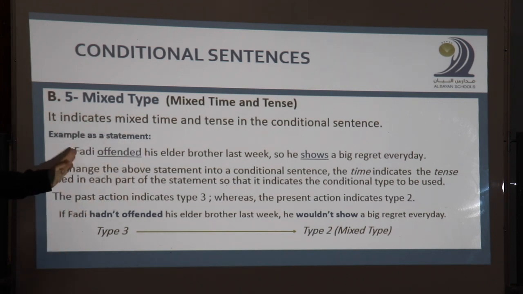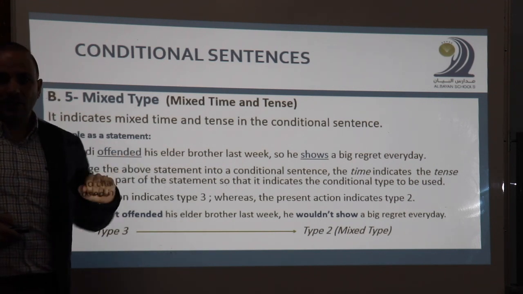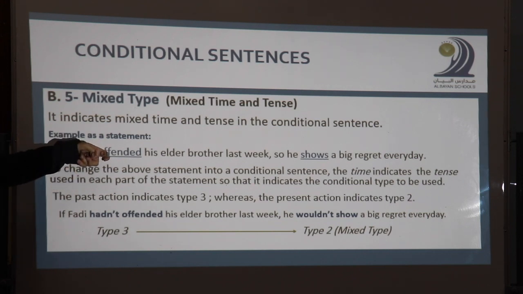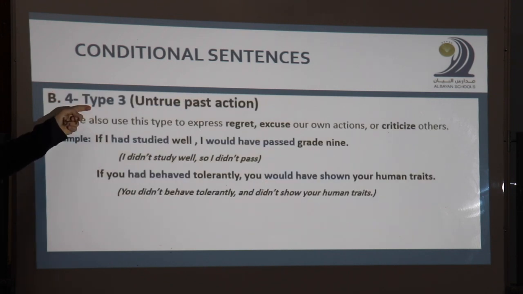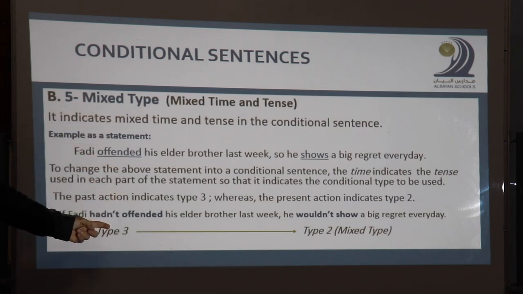Look, please. With the if clause, say that Fadi offended his elder brother as simple past, a real action. With the if clause, it becomes unreal, unreal related to its tense. What's the tense here? Unreal past, type 3. That's it. In unreal past, type 3, what did I use? Hadn't offended. Why hadn't? So that if he didn't offend, you're talking about an unreal past action, an untrue past.